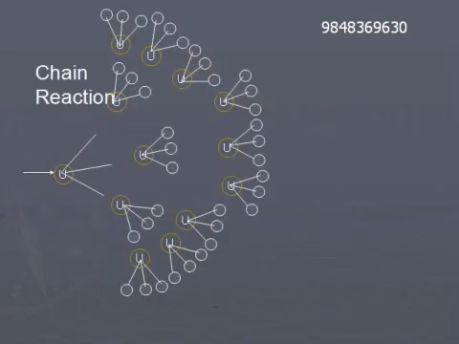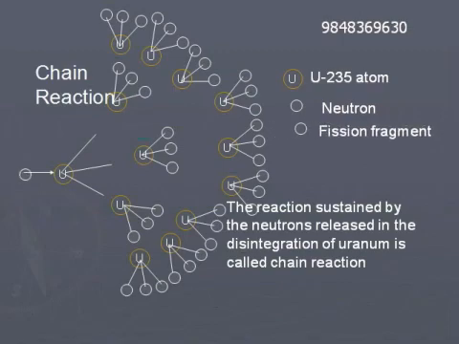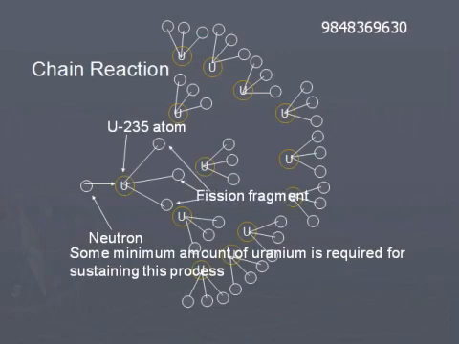Chain reaction. The reaction that is sustained by the neutrons produced in the fission process is known as chain reaction. If you take a large number of uranium atoms, by sending one neutron, the entire uranium can be disintegrated. One neutron collides with one uranium atom, breaks it up and produces 3 neutrons.